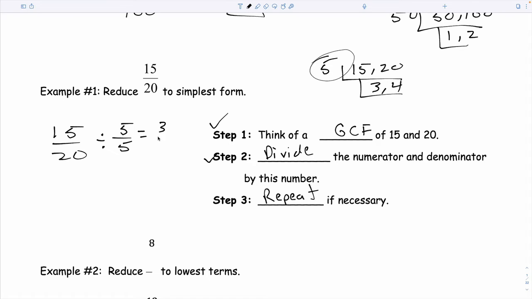It's 3. If I say whole class, just shout it out. 20 divided by 5 is? It's 4. So this is as simple as it gets.